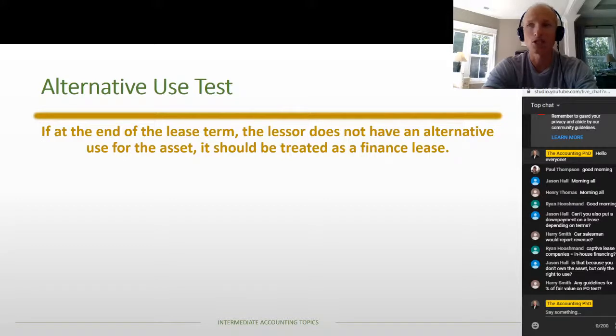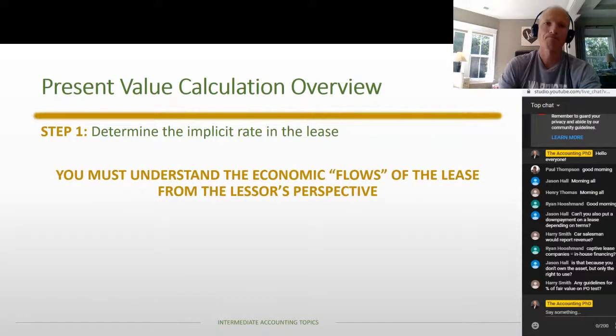But if the asset is useless, then it should be treated as a finance lease. All right, so let's talk about this present value calculation, because that's probably the piece of this that's the most difficult to apply. So step one in doing a present value calculation is you do need to determine the implicit rate in the lease.